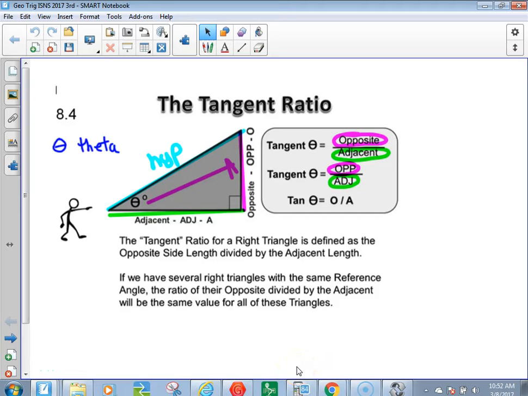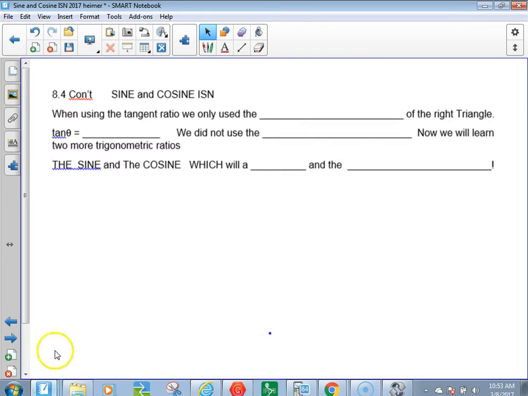Okay, you have your ISN out. We've already done the tangent ratio, so that was your first page. We're going to the page that says sine and cosine ISN. I'll be up on the screen in a moment.